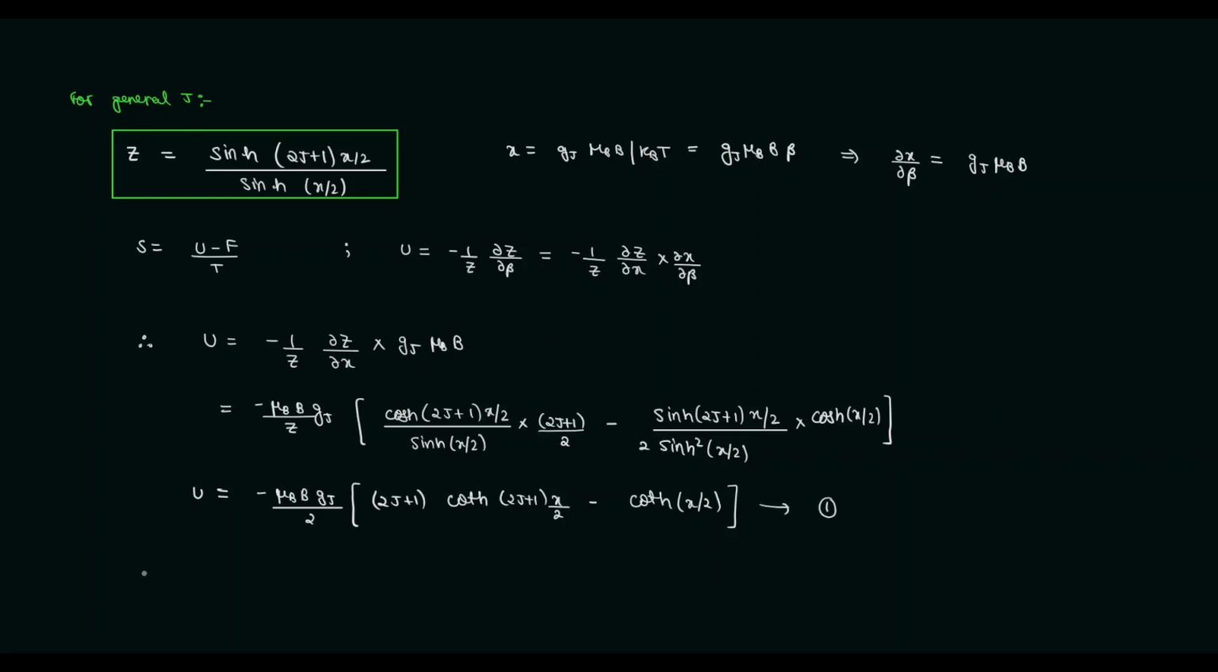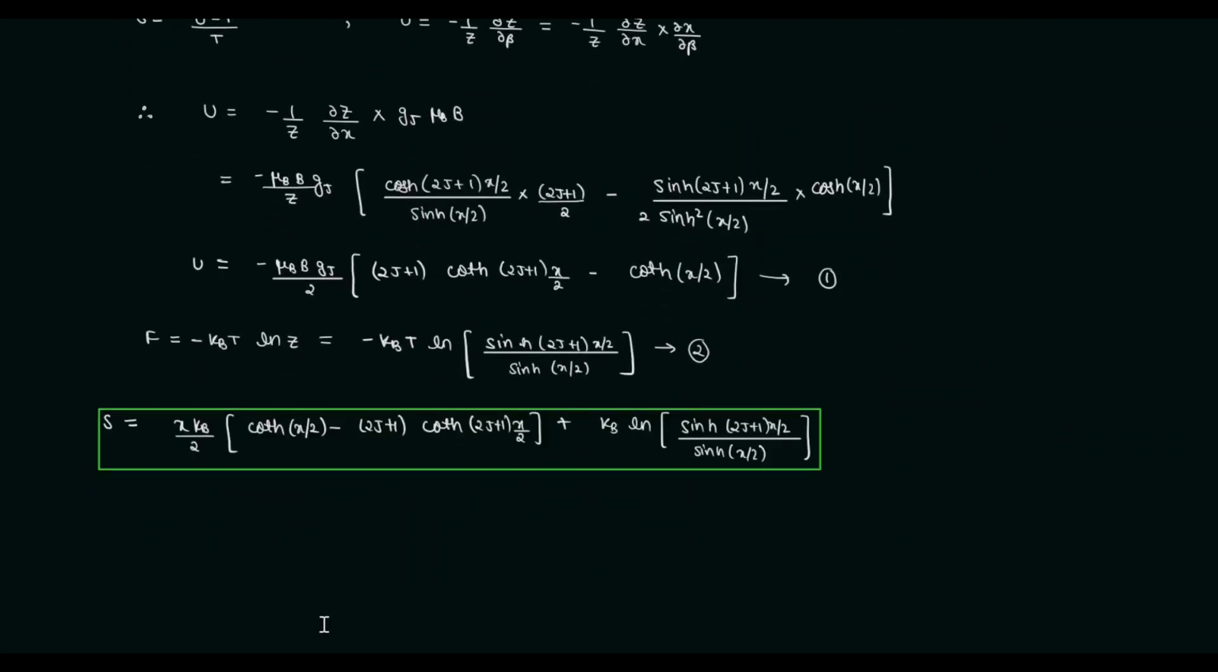Now also the Helmholtz free energy F is given by minus k_B T times ln Z, which will be equal to minus k_B T ln of sinh((2J+1)x/2) divided by sinh(x/2). Let's call this equation 2. So using 1 and 2, we can calculate the entropy as, let's call this equation 3.